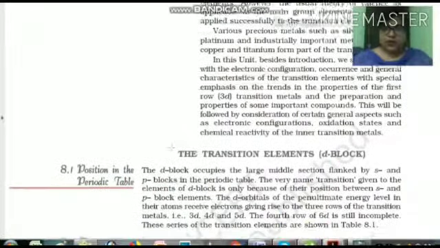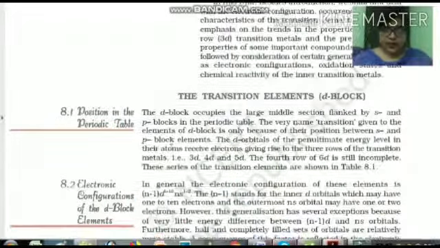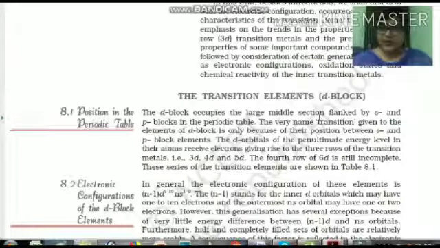The transition elements, d-block. Here you can see the d-block varies from group 3 to group 12. This d-block occupies the large middle section between the s and p blocks in the periodic table. These elements are present from group 3 to 12, in between two blocks, that is s-block and p-block, and the name transition has been given.